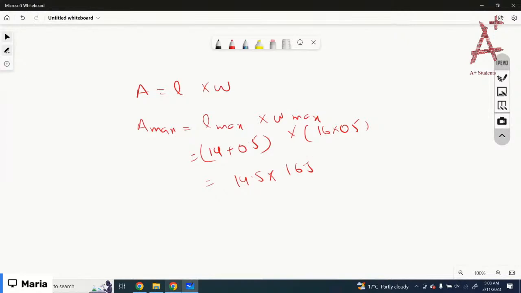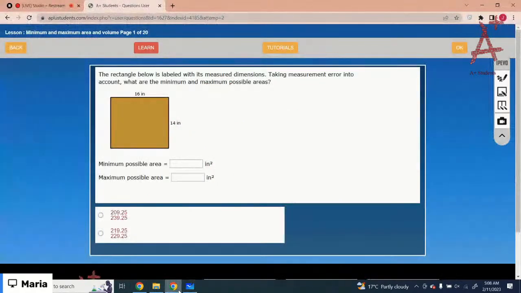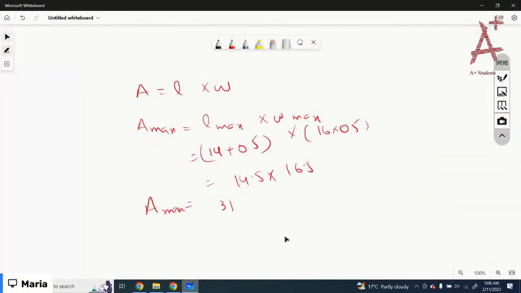Oh, sorry, I added them. 14.5 times 16.5 is 239.25. Got it? Now you have to calculate the minimum area the same way.